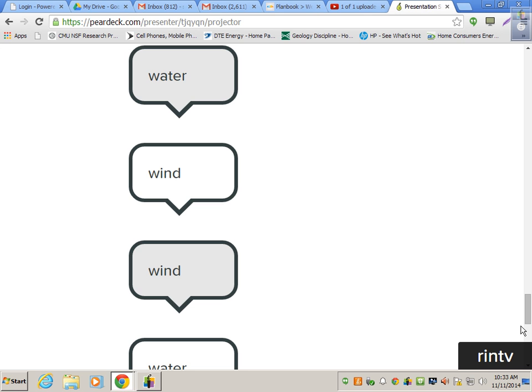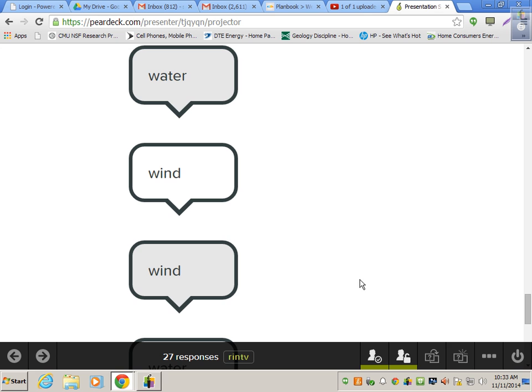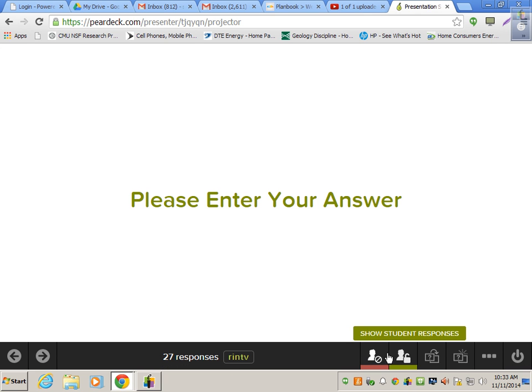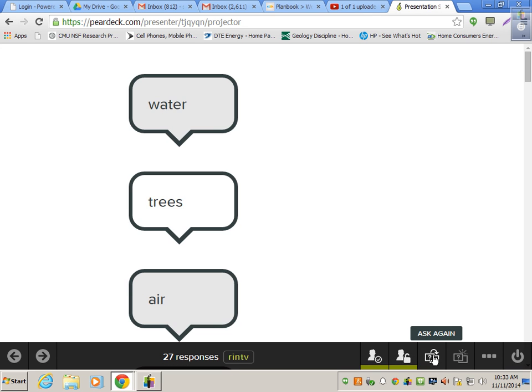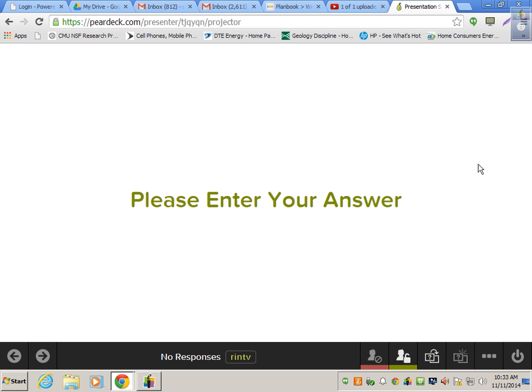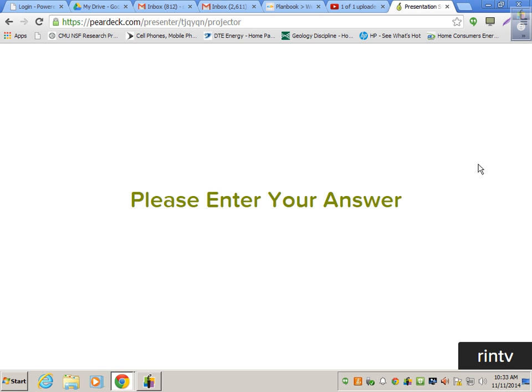Why is fossil fuel not able to be called ever a renewable resource? Why can I never call a fossil fuel a renewable resource? I can say trees are, I can say wind is, I can say water is, I can say sun is. Why can fossil fuels not be a renewable resource?